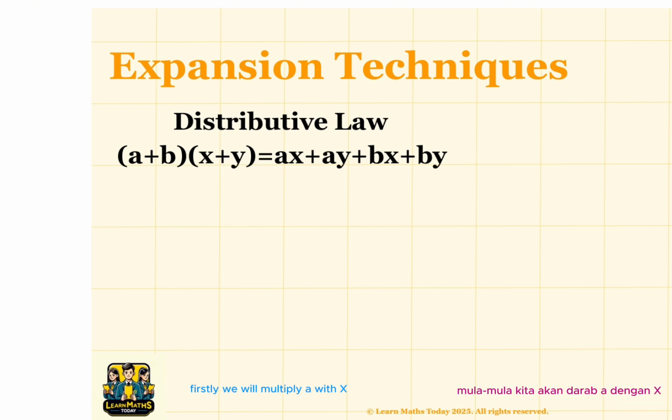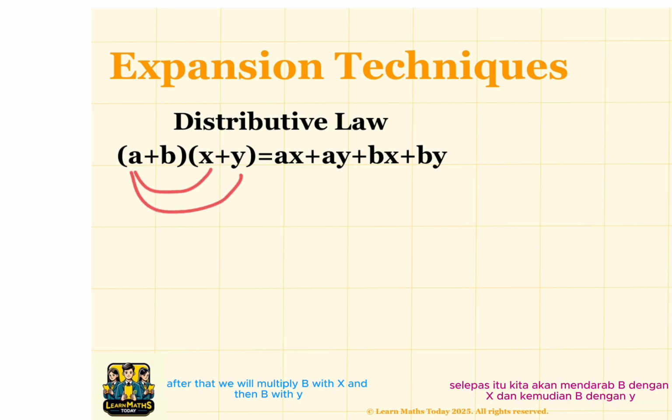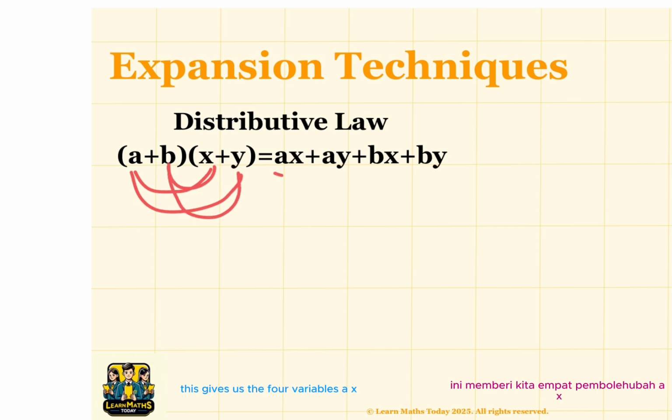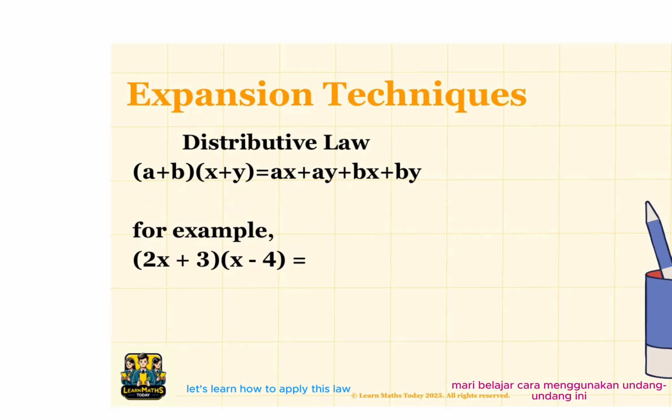Firstly, we will multiply a with x, then we will multiply a with y. After that, we will multiply b with x, and then b with y. This gives us the four terms ax, ay, bx, and by. Let's learn how to apply this law. Take a look at this example.